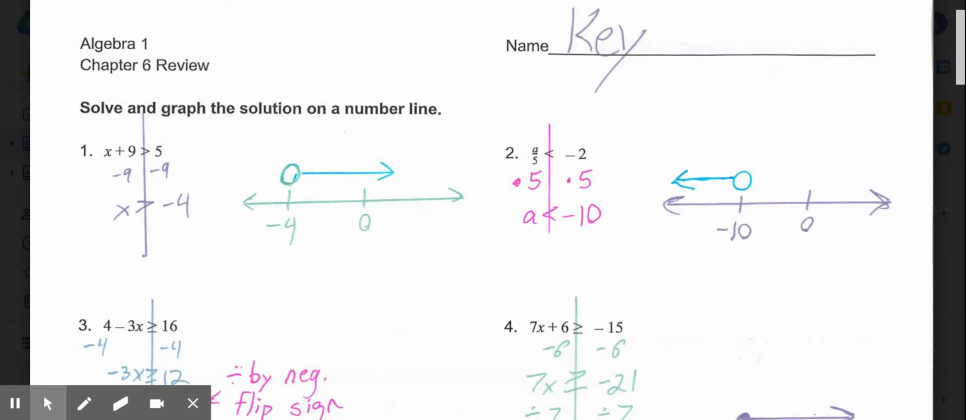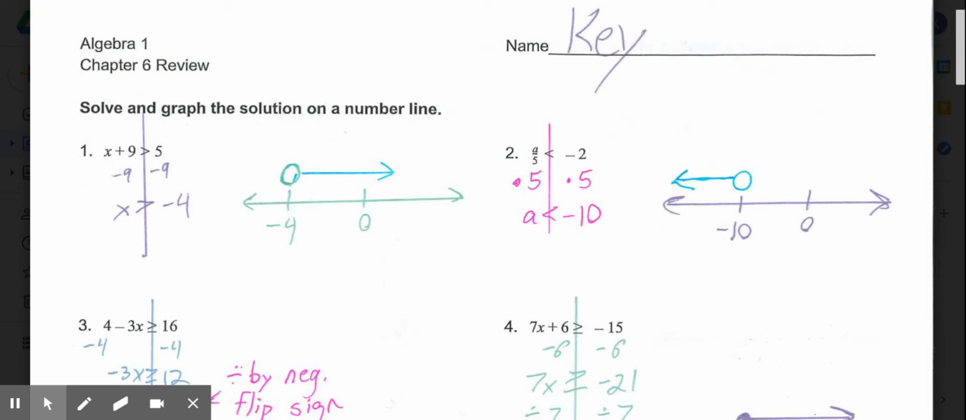Welcome to the video explanation of the Chapter 6 Test Review Answer Key. As we go through these problems, I'm going to give you a couple things to keep in mind and remember for the upcoming Chapter 6 test.